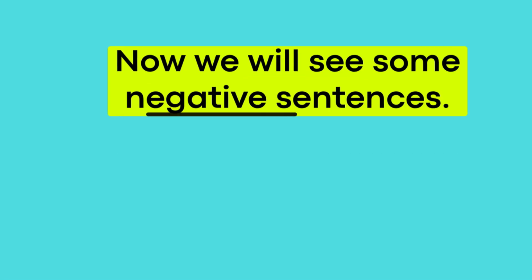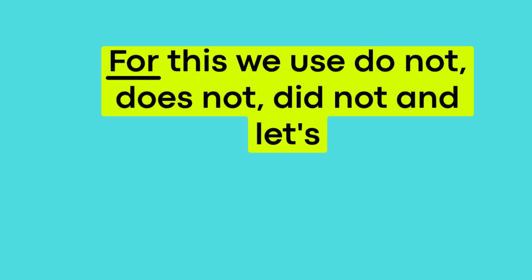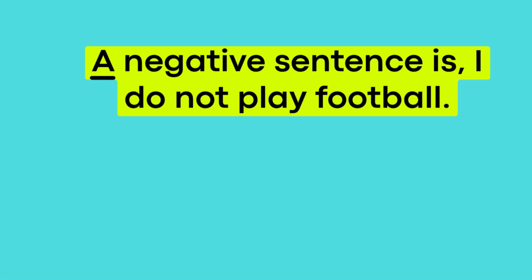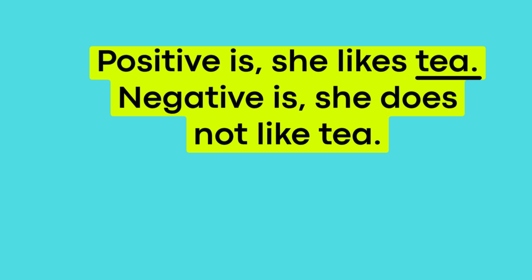Now we'll see some negative sentences. Sometimes we want to say no. For this, we use do not, does not, did not, and let's learn. For example, a positive sentence is "I play football." A negative sentence is "I do not play football." Positive: "She likes tea." Negative: "She does not like tea."